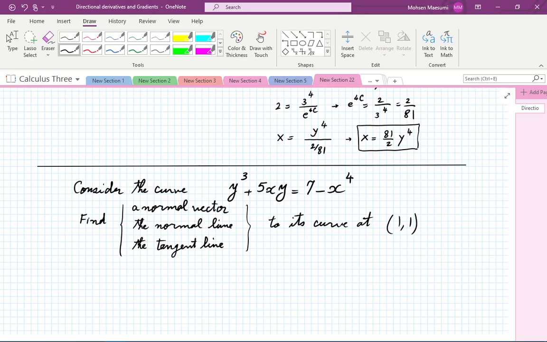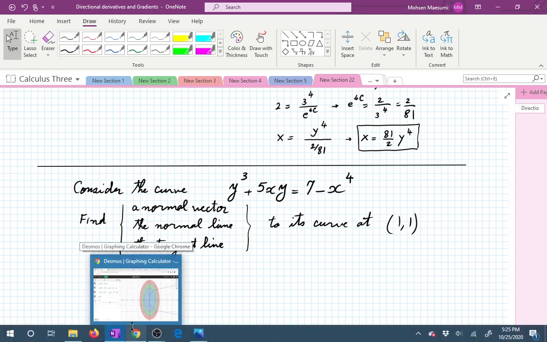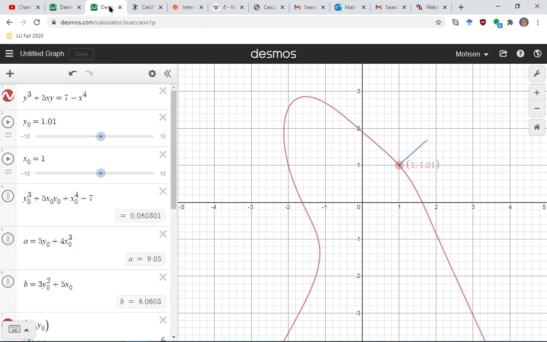Now again, before we dive into all the formulas and such, what are we talking about? Let's go back to here and let me go to the next demo. Okay, here is that thing, y cubed plus 5xy is equal to 7 minus x to the fourth.